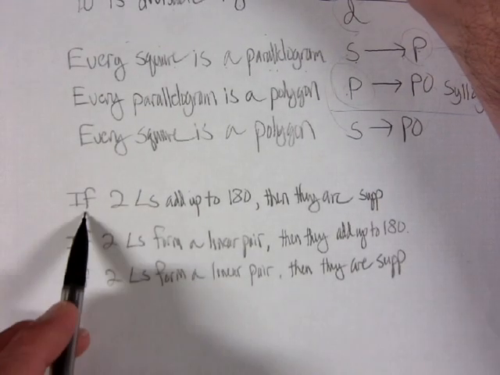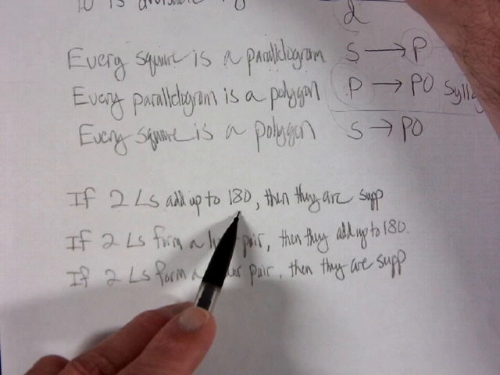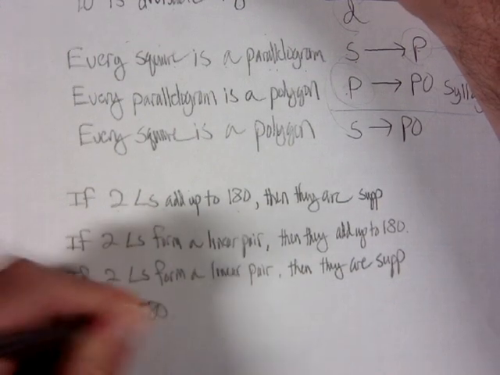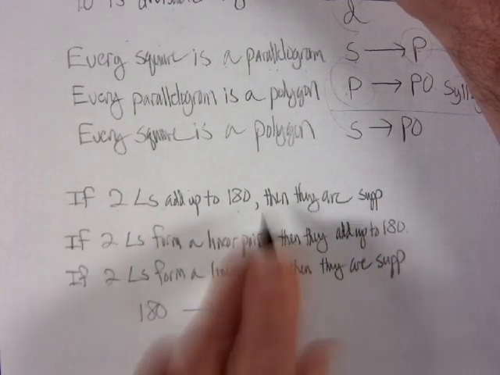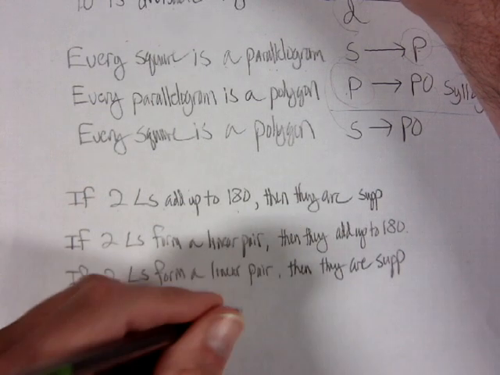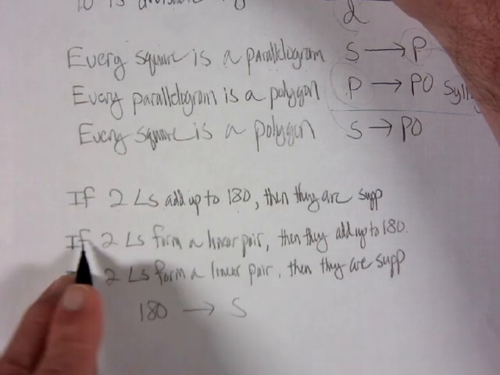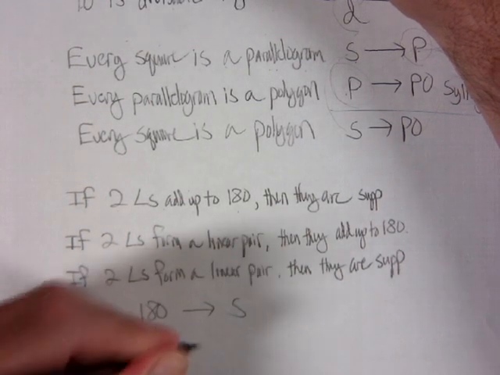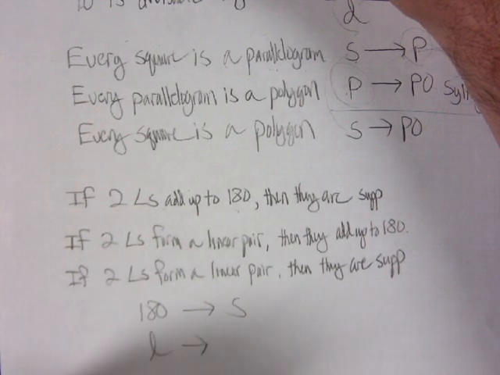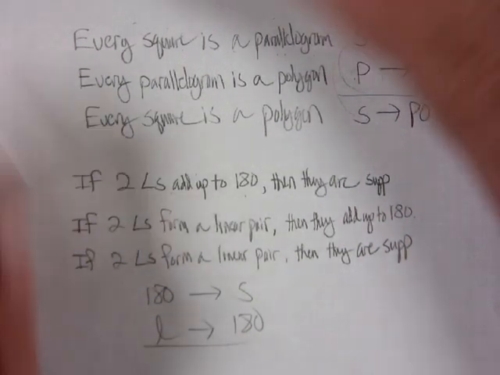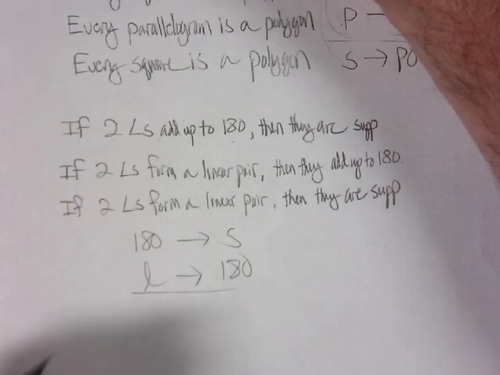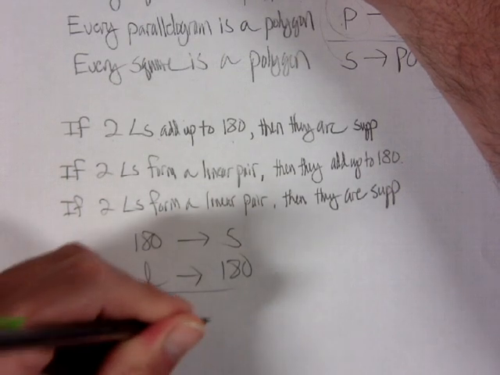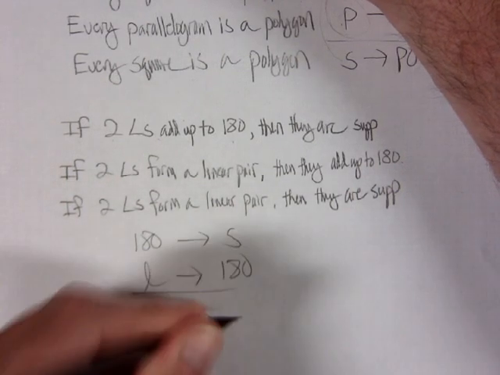Okay, so it says if two angles add up to 180, I'll use 180 for that, then they are supplementary. We use S for that. Next statement, if two angles form a linear pair, then they add up to 180. Conclusion: if two angles form a linear pair, then they are supplementary.